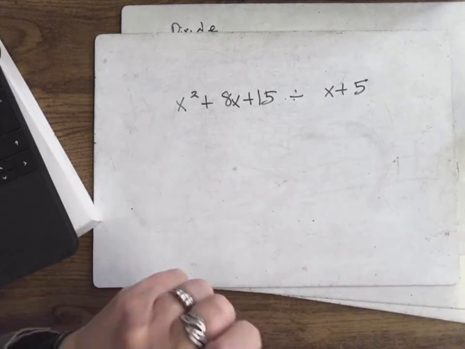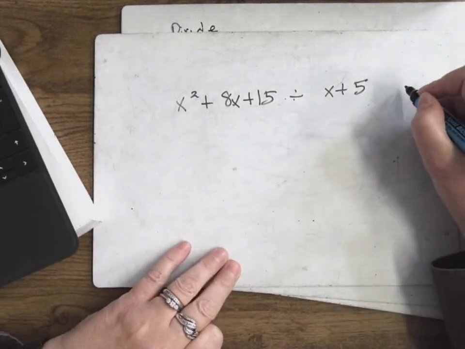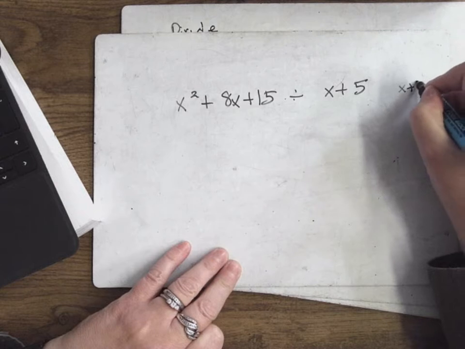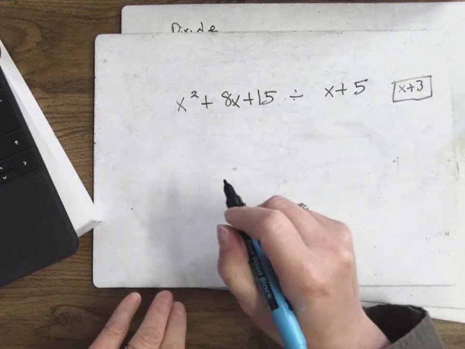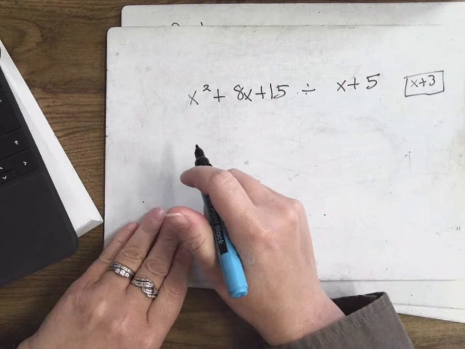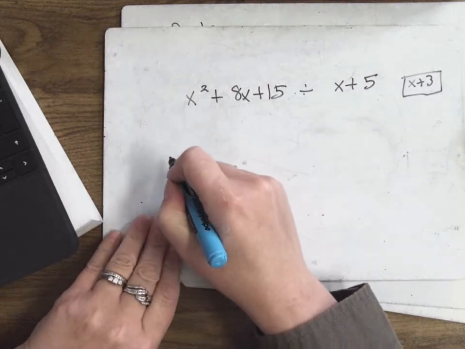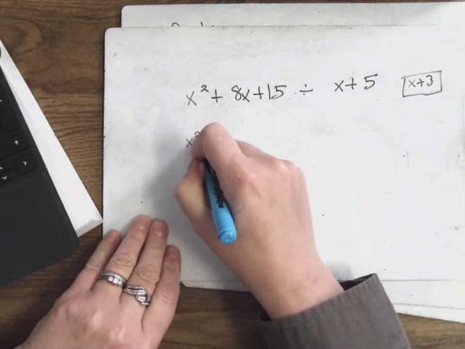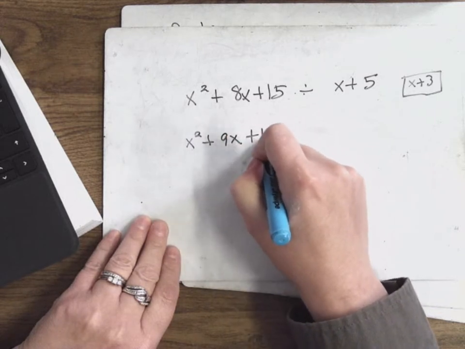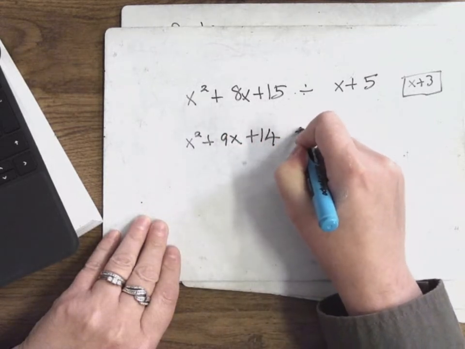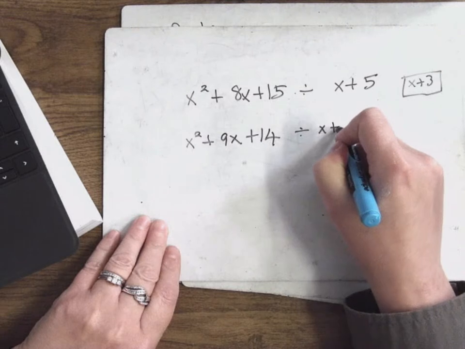I'm going to give you the answer. The answer is x plus 3. If you didn't get it, I'm going to call you up in a minute. In the meantime, you can do x squared plus 9x plus 14 divided by x plus 2.